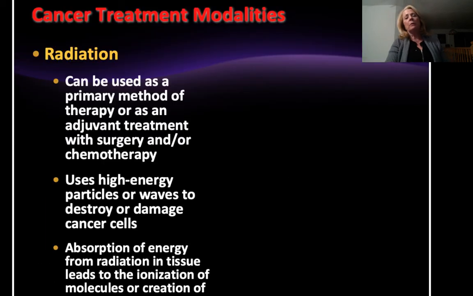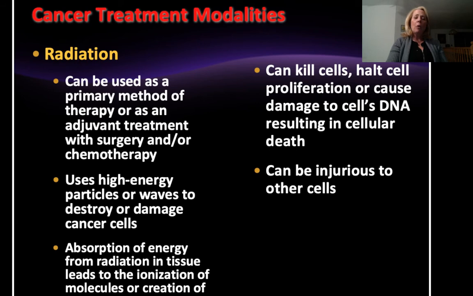Cancer treatments. So we have a couple different types, and one is radiation. This can be used as the primary source, or it can also just be what we call an adjuvant or an add-on kind of treatment with surgery and chemotherapy. And what radiation is doing to these cancer cells is we're using these high energy particles or high energy waves, and it's going to destroy the cells that are going through rapid mitosis.